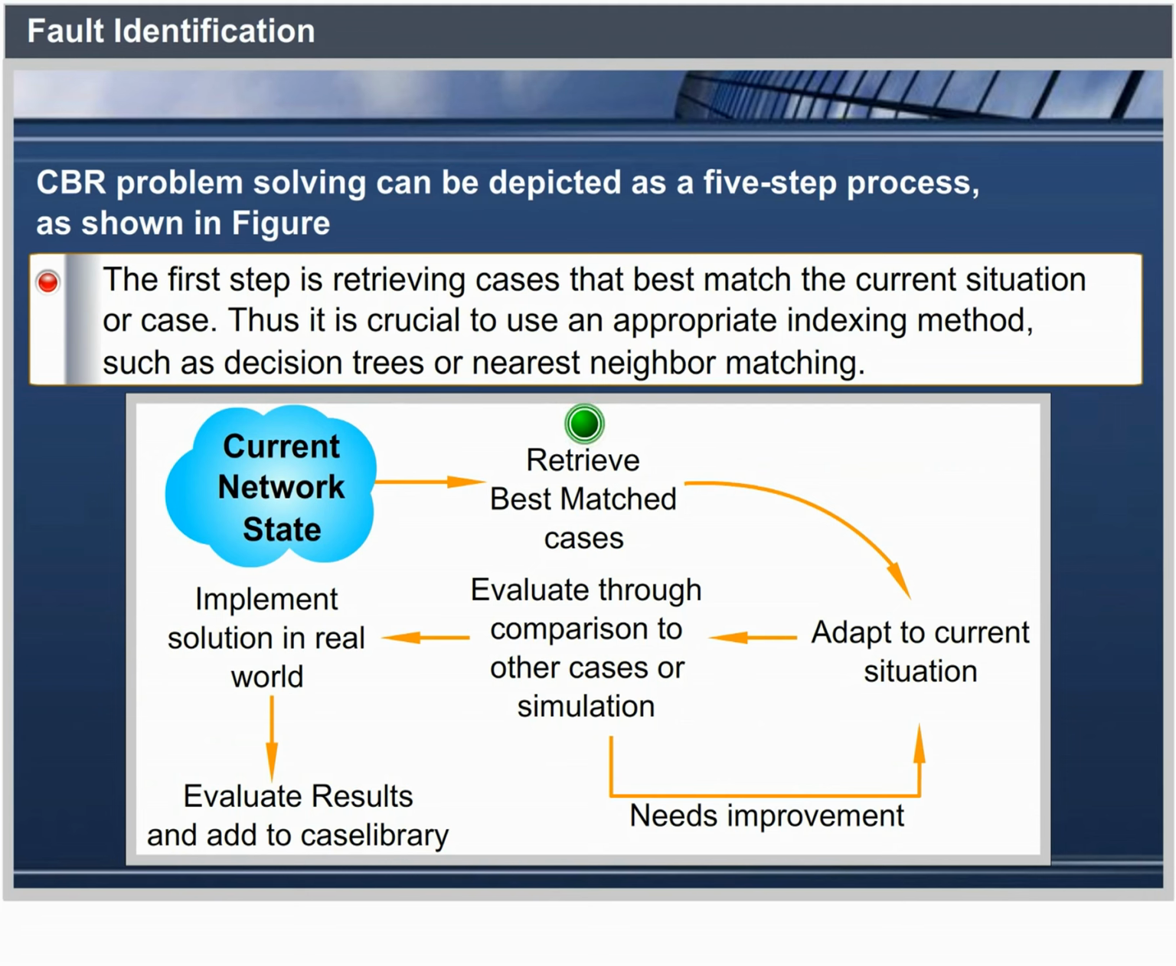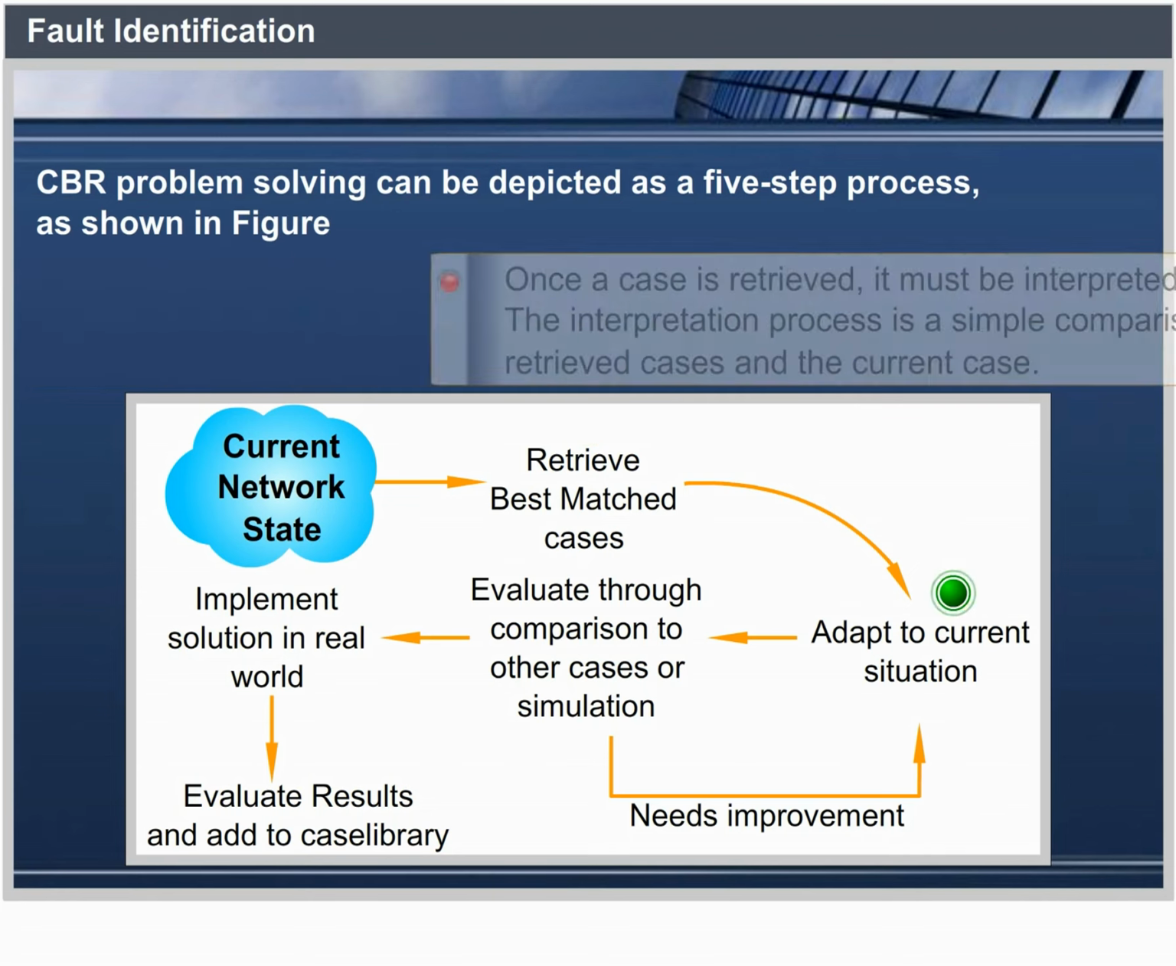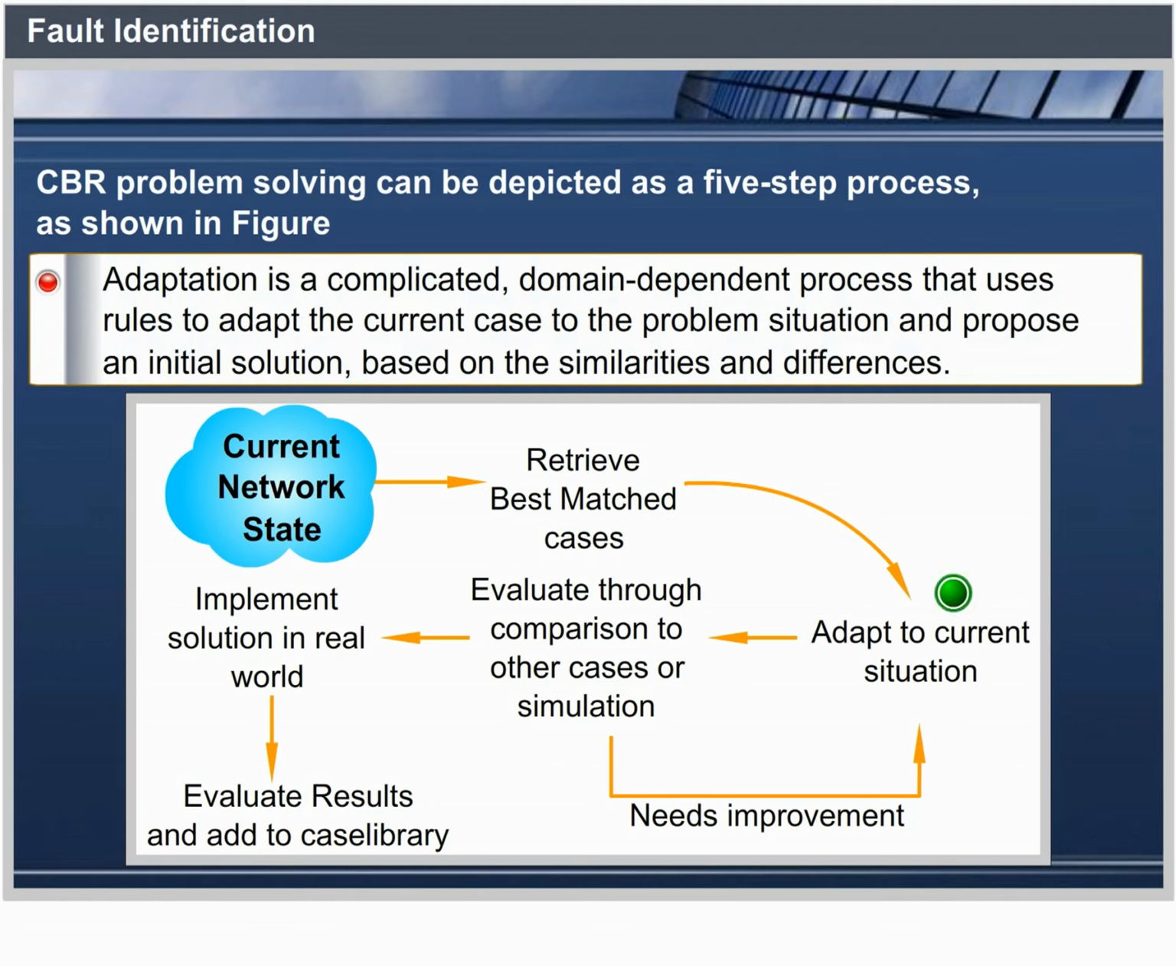Thus, it is crucial to use an appropriate indexing method such as decision trees or nearest neighbor matching. Once a case is retrieved, it must be interpreted and then adapted. The interpretation process is a simple comparison between the retrieved cases and the current case. Adaptation is a complicated, domain-dependent process that uses rules to adapt the current case to the problem situation and propose an initial solution based on the similarities and differences.